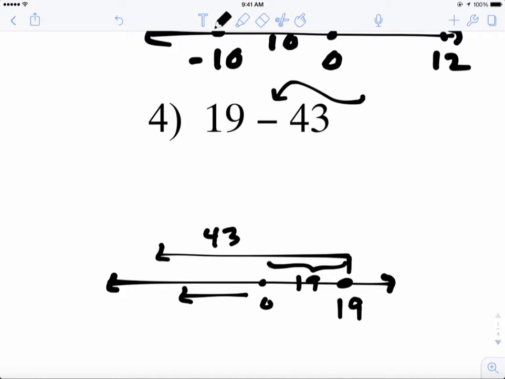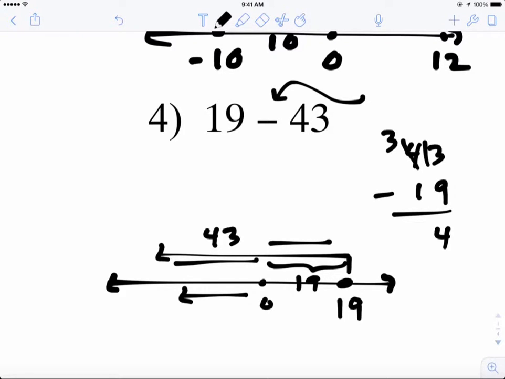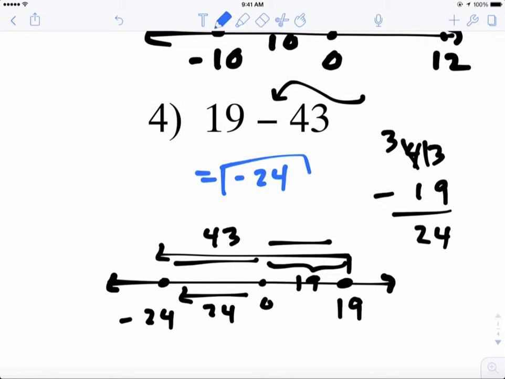Well, if we've taken 19 units to get back to 0, we just need to figure out how many are left. I'm going to do a quick 43 minus 19, also known as 24. I think we're going to go 24 units further to the left on the number line. We're going to end up with negative 24 as our difference, if you will, as our answer. I think this has probably been the toughest problem so far, in my opinion.